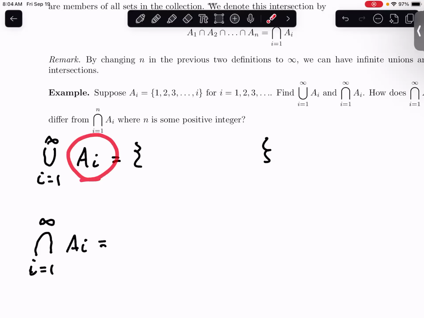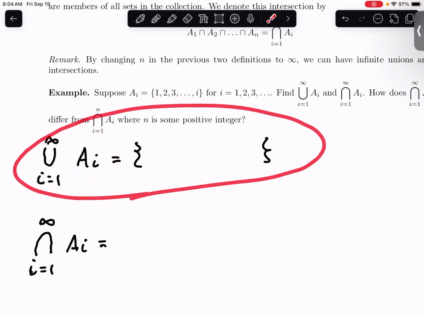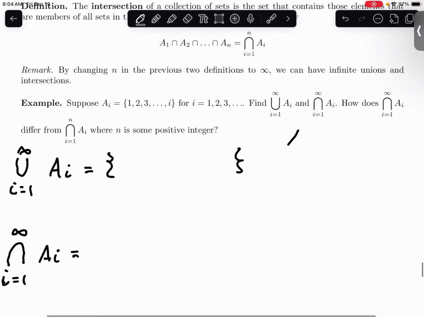But for A1, it's not going to be all of the real numbers in that we're not including the numbers between 1 and 2. But I think I understand what you're saying, in that as long as we have an element in one of these sets, it's going to show up in the union. So if A1 is just the set {1}, A2 is the set {1, 2}.